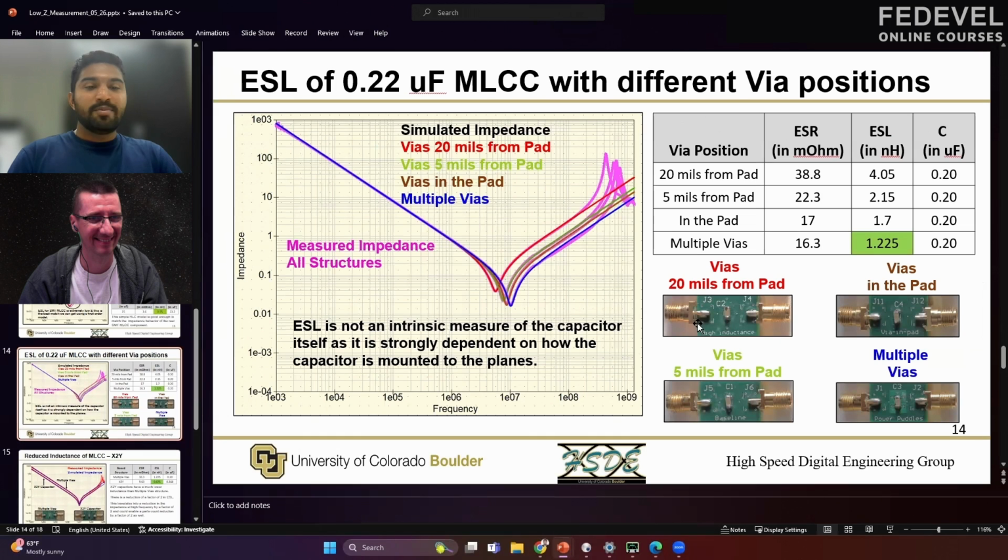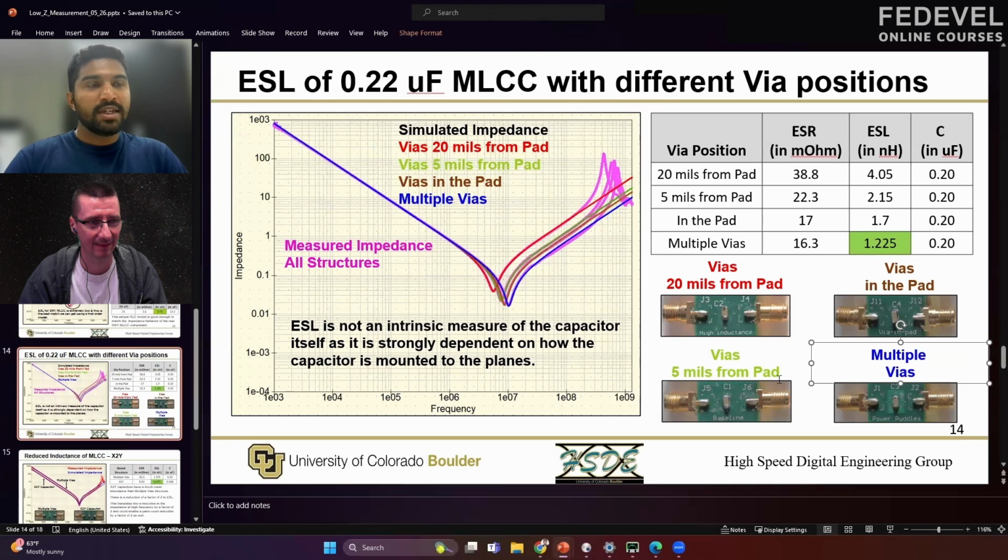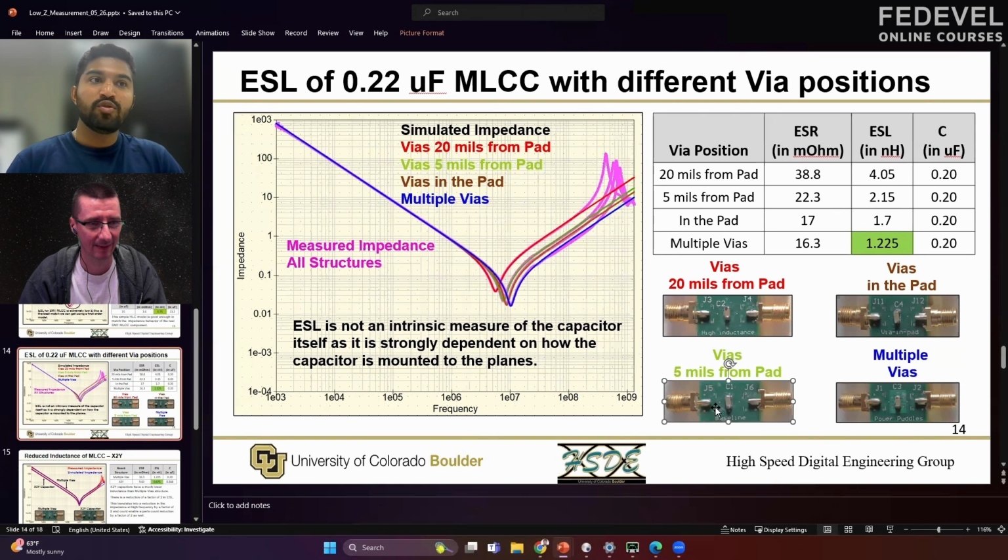Let me explain the structures first. We have 4 different structures. All of them are 0.22 microfarad MLCC capacitors, surface mount. The only difference in the structures is the way in which they are mounted on the planes. The first structure has 2 vias, each via 20 mils from the pad. Then we move the vias closer, so now we have 2 vias, each via 5 mils from the pad.